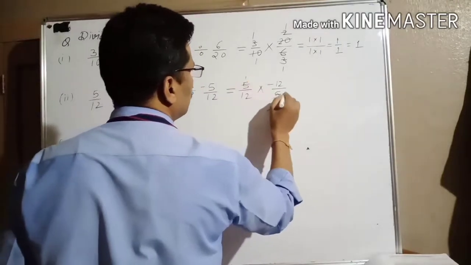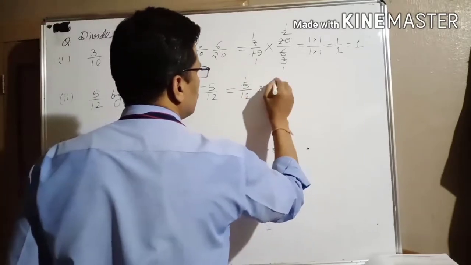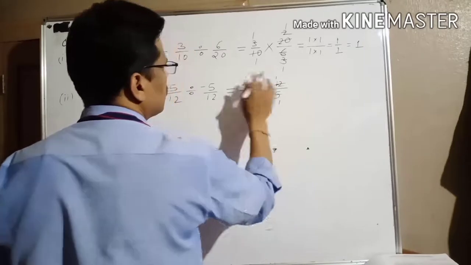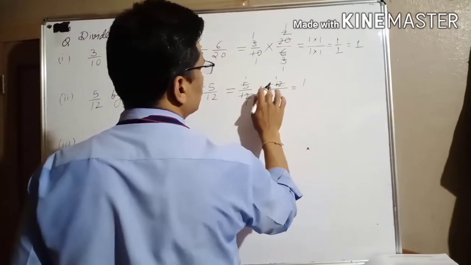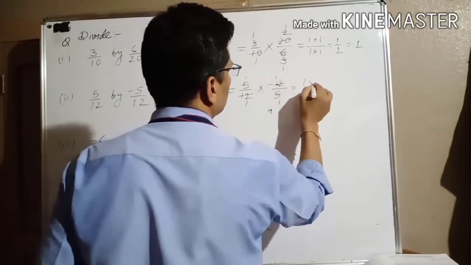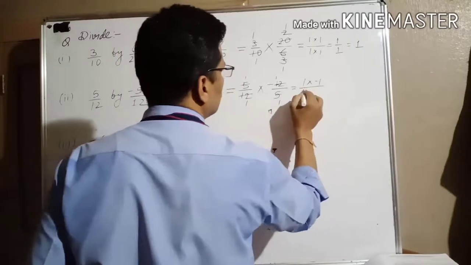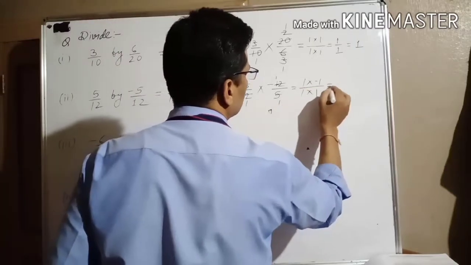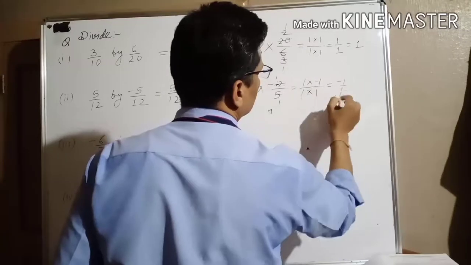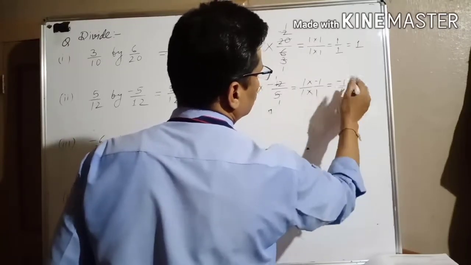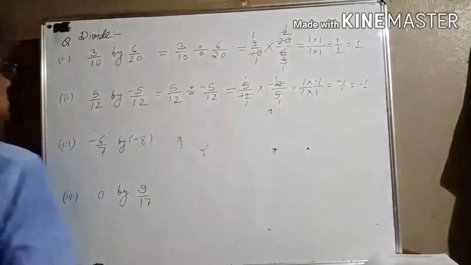5 with 5, and this 12 with 12. What will be left here? 1 into this minus sign and this 1, minus 1. 1 into 1. When you multiply 1 into 1, you get minus 1 into 1 upon 1. When you divide this minus 1 upon 1, you get minus 1. This is our required answer.